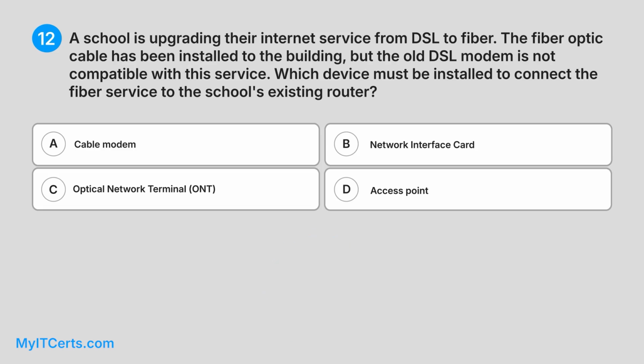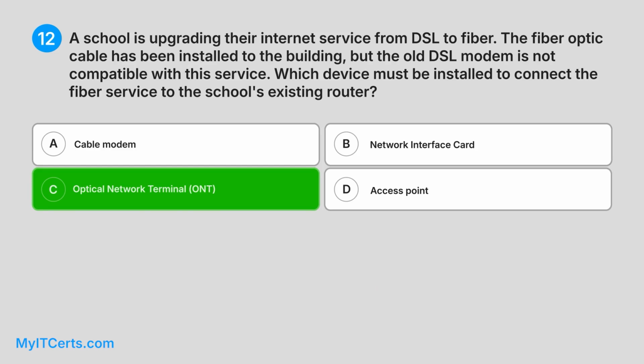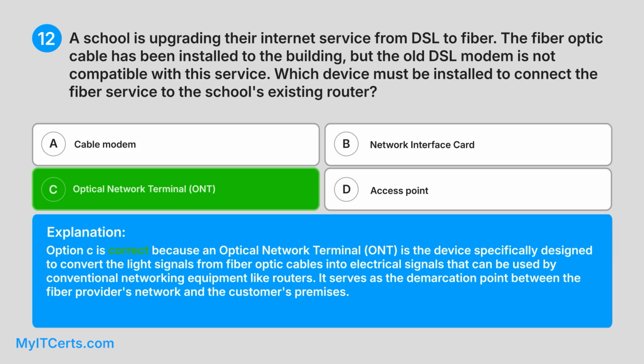Correct answer, C. Optical network terminal, ONT. Explanation. Option C is correct because an optical network terminal, ONT, is the device specifically designed to convert the light signals from fiber optic cables into electrical signals that can be used by conventional networking equipment like routers. It serves as the demarcation point between the fiber provider's network and the customer's premises.